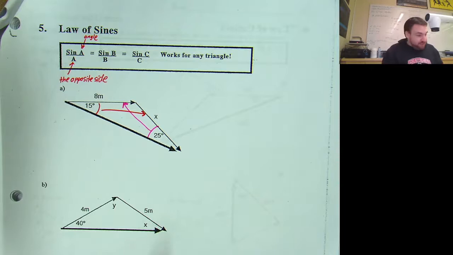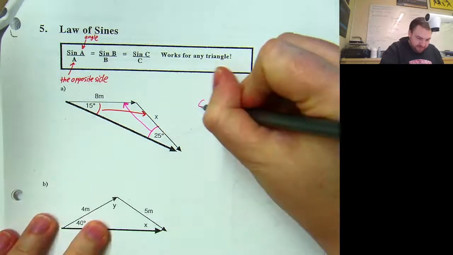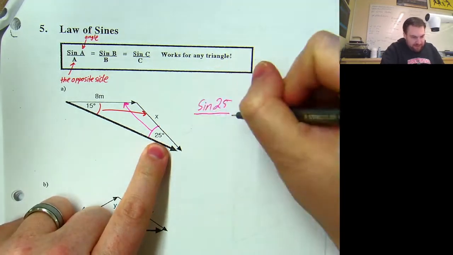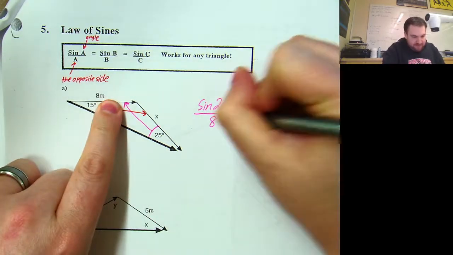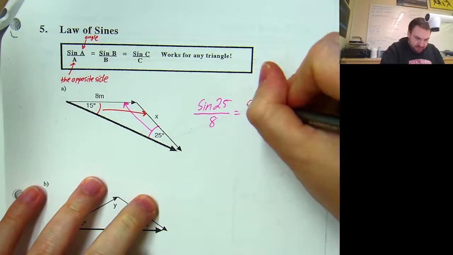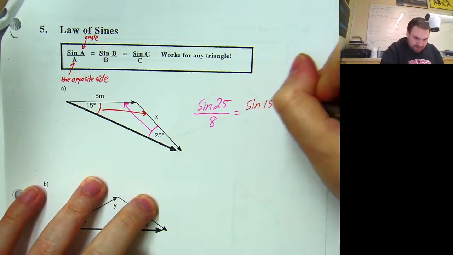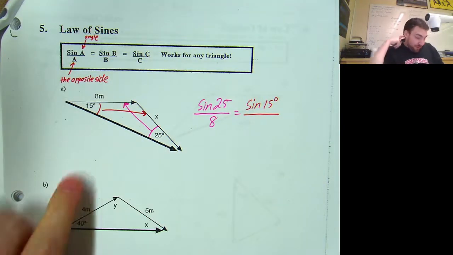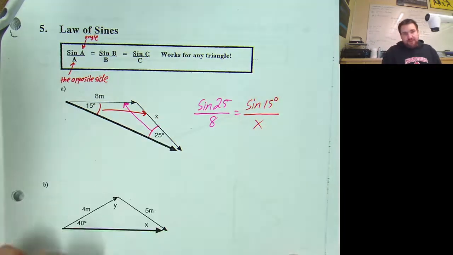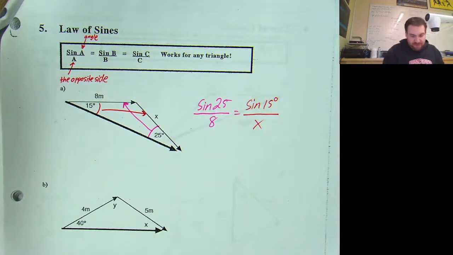What we can do is set up this ratio. We've got the sine of 25 degrees divided by the length of the opposite side, so that's 8, and that's going to equal the sine of 15 degrees over the opposite side, which is x, which is what we're looking for. At this point, you're all in physics 12, so we should be able to solve that relatively easily.